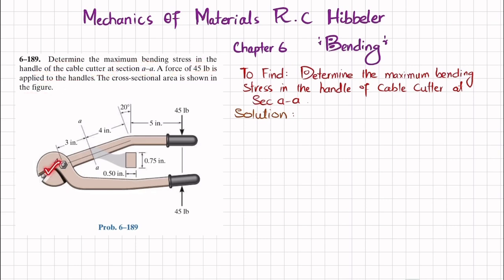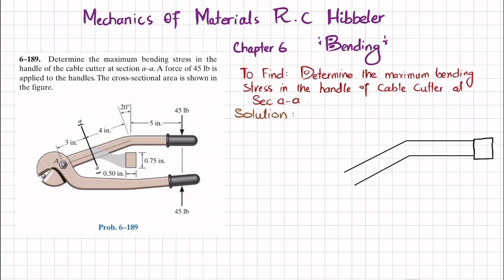So you can see this is the cable cutter, and this handle is acted upon by a load of 45 pounds. What we have to find is the maximum bending stress in section AA of the cable cutter. So let's start with the solution. When you cut this handle of the cable cutter at section AA and draw the free body diagram, let me first draw the free body diagram of this cable handle. So this is the cable handle. Let me draw it first.